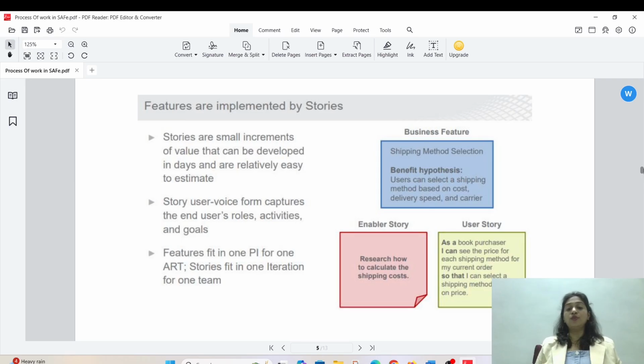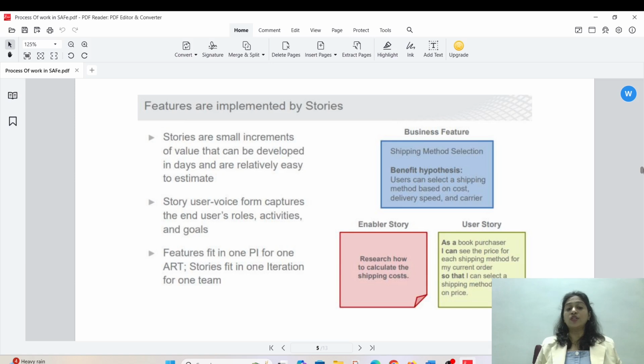We have to do the research on that. Okay, this is an enabler and how we can see it interpreted in the user story. What exactly problem are we having? Okay, so stories are small increments of value that can be developed in days and are relatively easy to estimate.